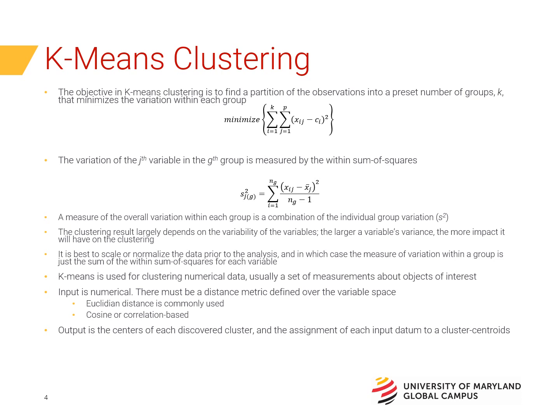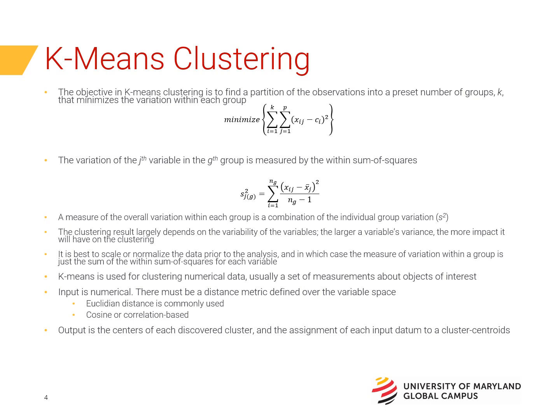K-means clustering is particularly well suited for clustering numerical data, such as a set of measurements or features describing objects of interest. The input to the algorithm must be in numerical format, and a distance metric must be defined over the variable space. Commonly used distance metrics include Euclidean distance, which measures the straight line distance between data points, and cosine or correlation-based distances, which capture the similarity between data points based on their angle or correlation.